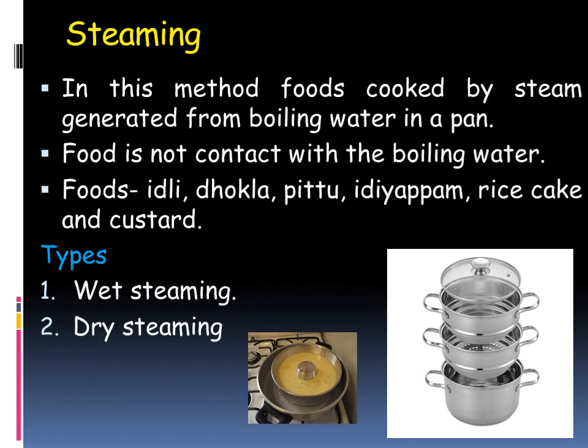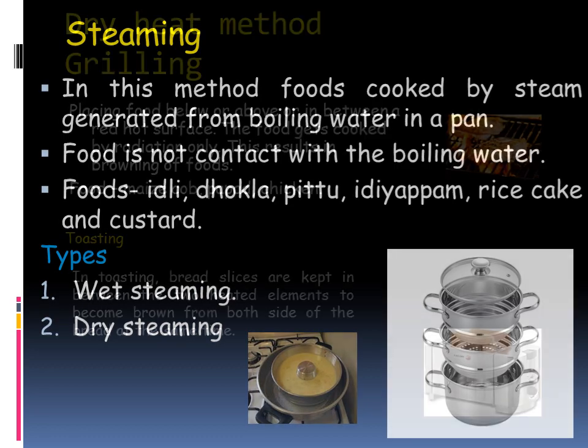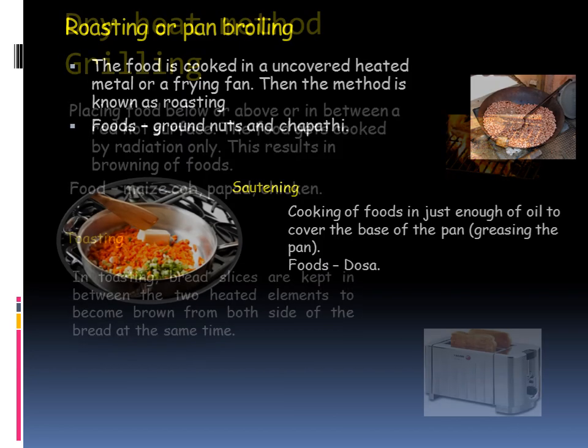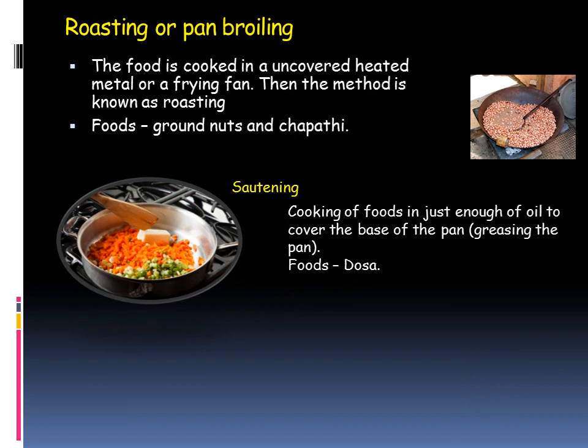Steaming has two types: wet and dry steaming. In wet steaming, steam is in direct contact with the food material, whereas in dry steaming, steam does not come in contact with the food material. It needs special equipment. In the grilling method, food gets cooked by radiation by placing food between hot surfaces. In toasting, bread slices are kept between heated elements to prepare bread toast. Roasting or pan broiling are the same method of cooking. Here the food is cooked in an uncovered heated pan. Usually groundnut and chapati are cooked by this method.